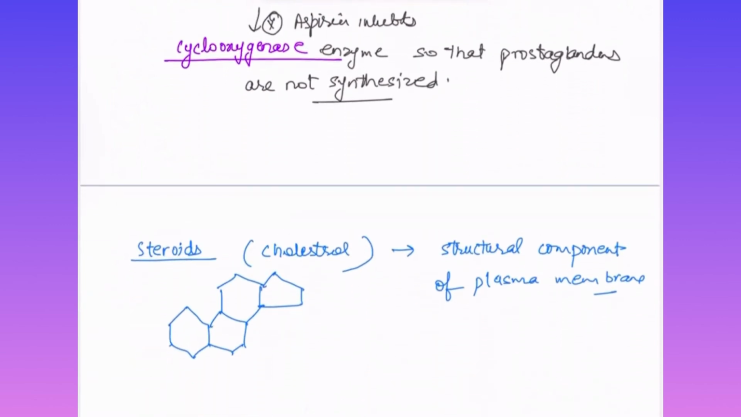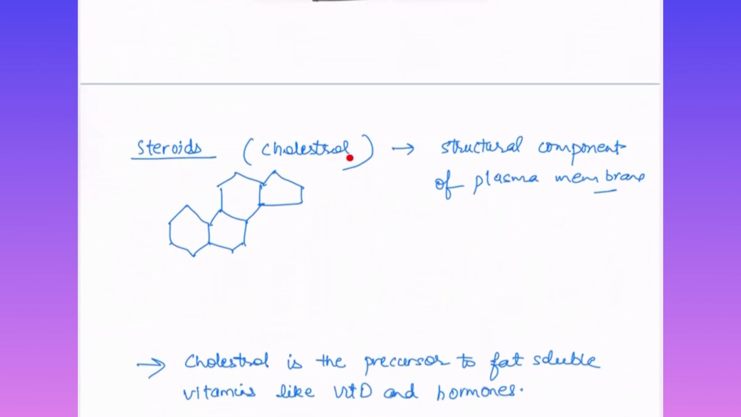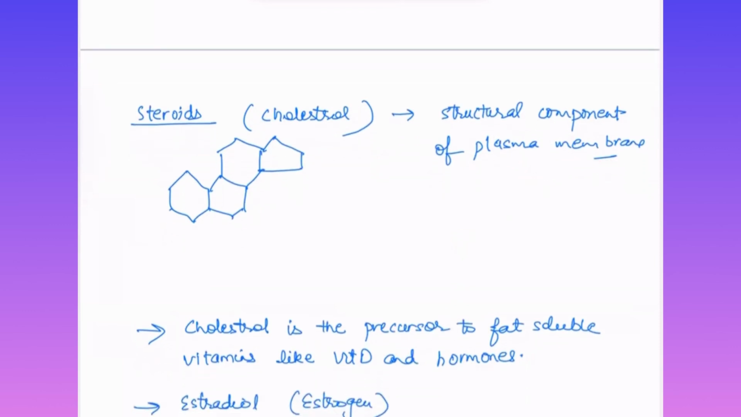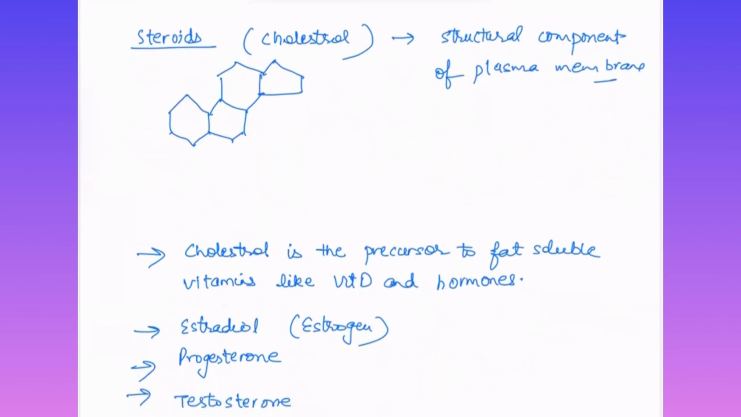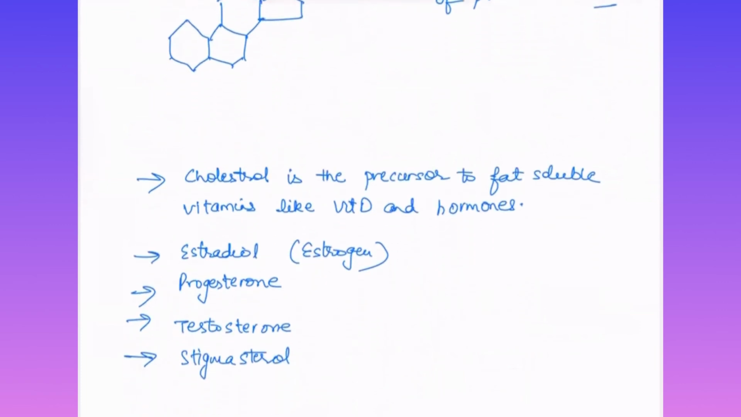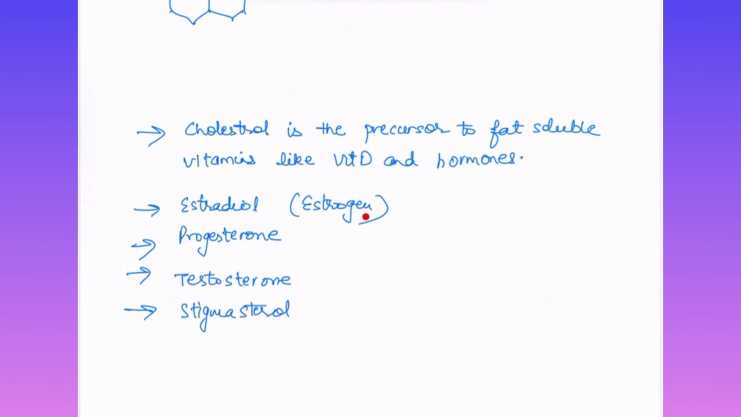Steroids are one more category of structural lipids. One of the steroids which is very commonly found is called cholesterol. It's a structural component of the plasma membrane. Cholesterol or any steroid has this four-ring fused structure. Cholesterol basically has a role in regulating the fluidity of the plasma membrane. Also, it is the precursor to fat-soluble vitamins like vitamin D and many other hormones, which are steroid hormones, for example, estrogen, estradiol, progesterone, testosterone, or stigmasterol.